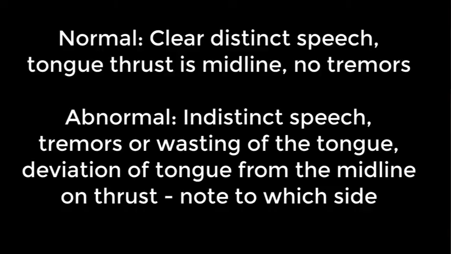We should note no wasting or tremors present in the tongue, and then ask the patient to protrude the tongue and note the forward thrust of the tongue. Is the tongue in the midline or is it deviating to one side? Because a deviation to one side could be an abnormal finding and indicate the possibility of a previous stroke. Ask the person to articulate or to say light, tight, dynamite, and note their speech. Is it clear and is it distinct?